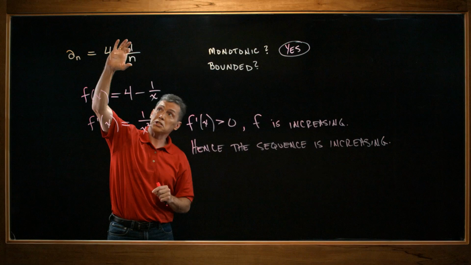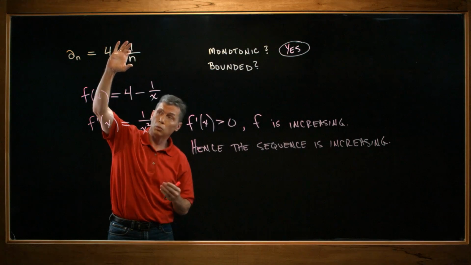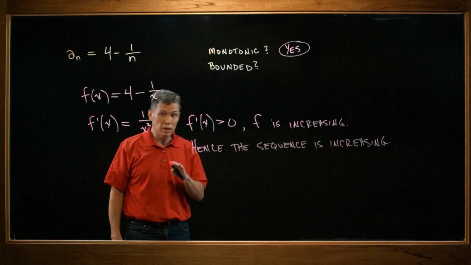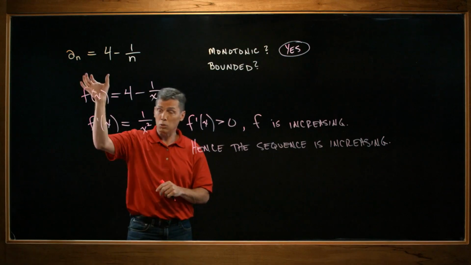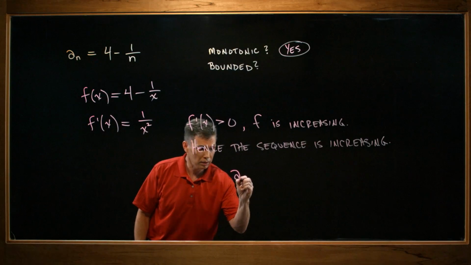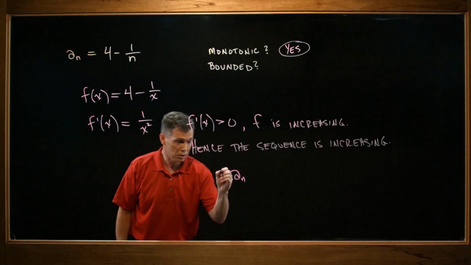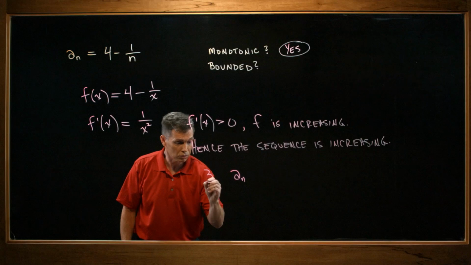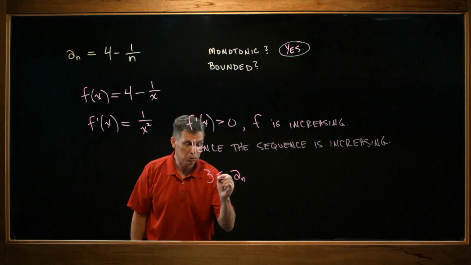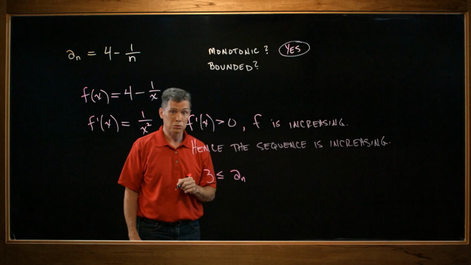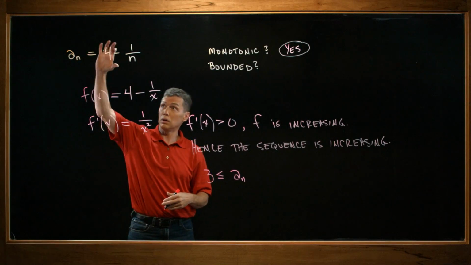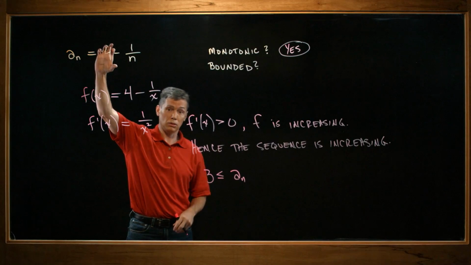So this fraction here would be 1 over 1. That's 1. 4 minus 1 is 3. You'll never go lower than that. So no matter what my term is, a sub n, I know that it's bigger than 3. So 3 is smaller than, possibly equal to, only in that one case when n equals 1. So 3 is a lower bound. There will be no number in this sequence that's lower than 3.